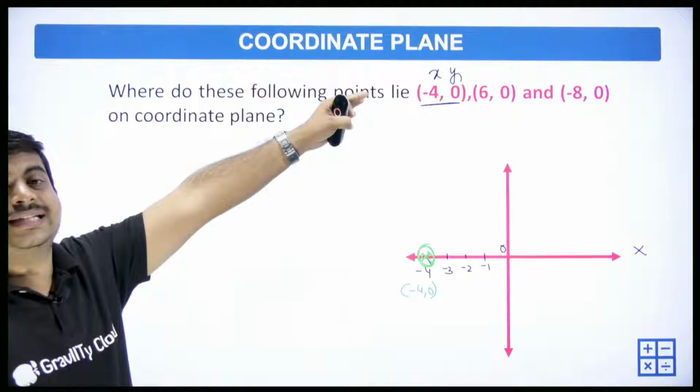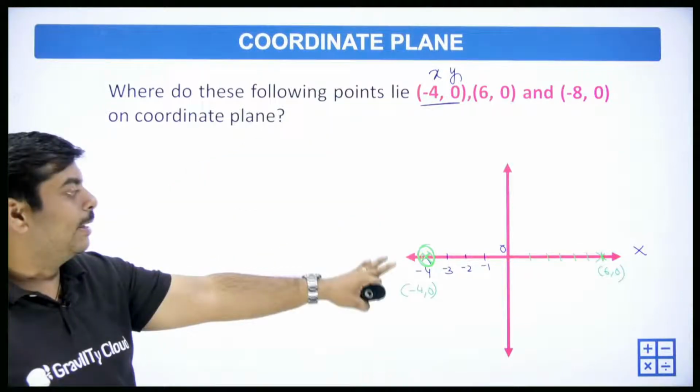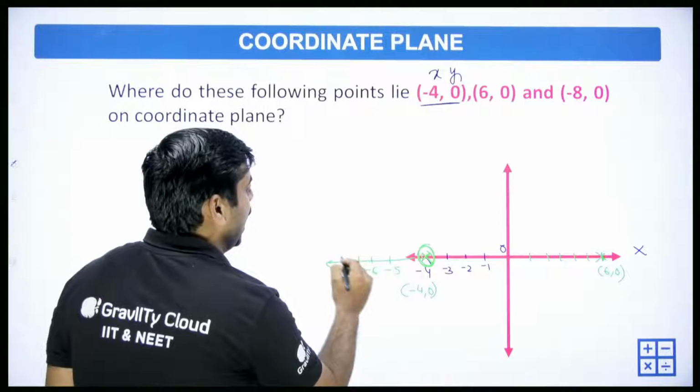And minus 8 comma 0, although my graph stopped here, we can still extend that. The same way, you'll have minus 5, minus 6, minus 7, and minus 8. So this is the point minus 8 comma 0. Okay, so all these points you can simply say that these are the points on the x-axis.